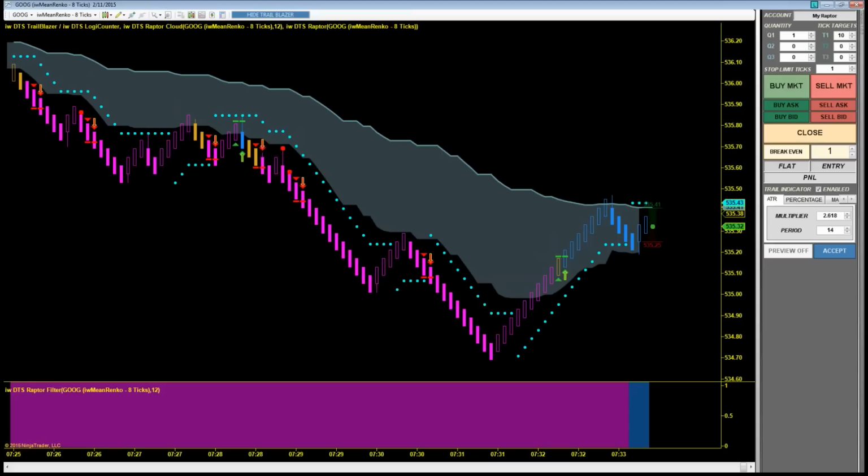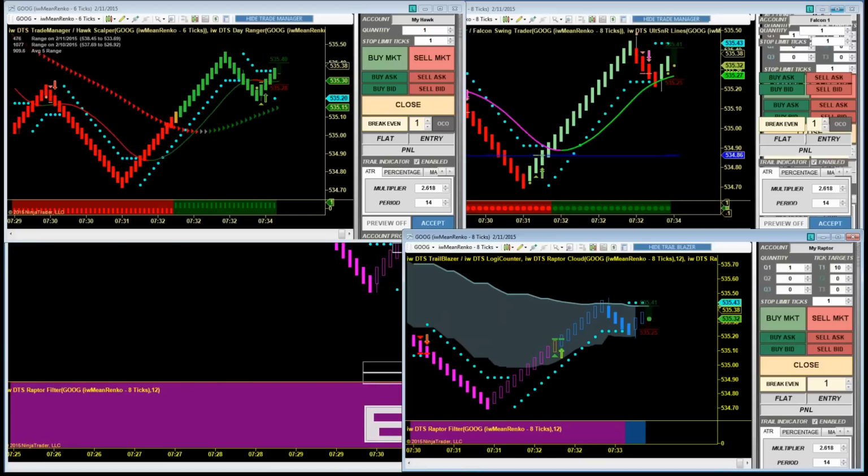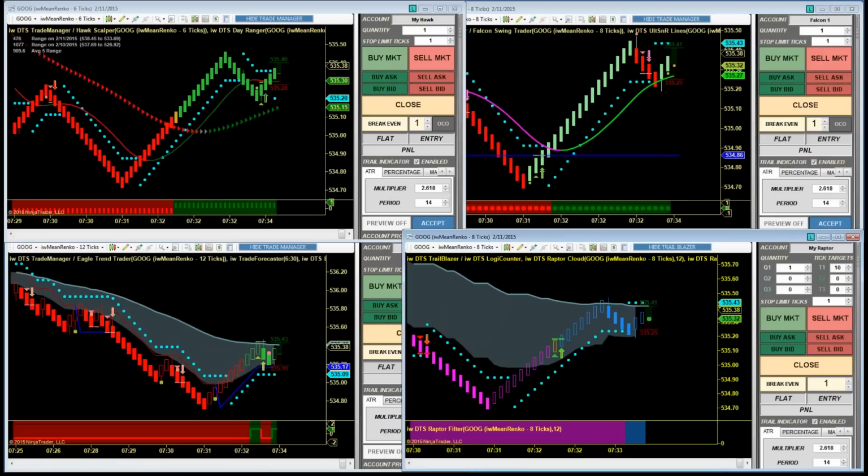Once again, the Raptor, not the fastest of tools. We had a little bit of a move here to the upside, and then it wasn't until here that we actually generated a signal. But once again, these signals seem to be coming maybe just a little bit too quickly, so I would have to refine the brick size a little bit on the Raptor.